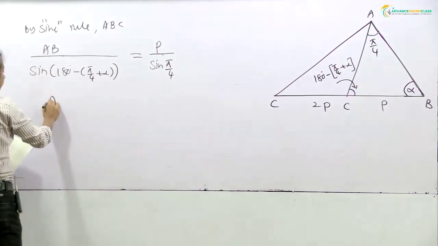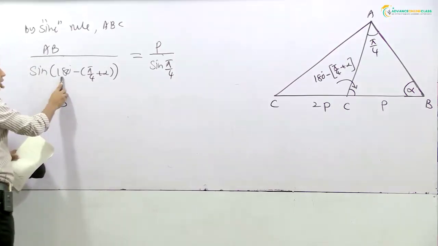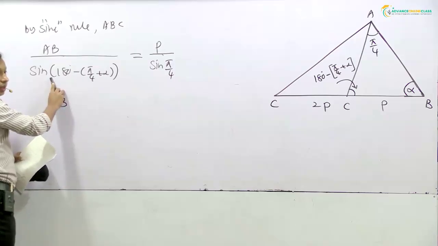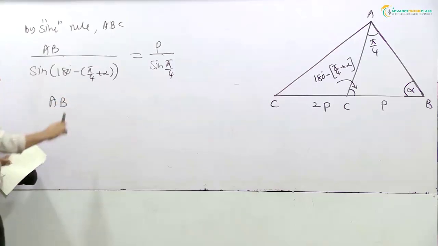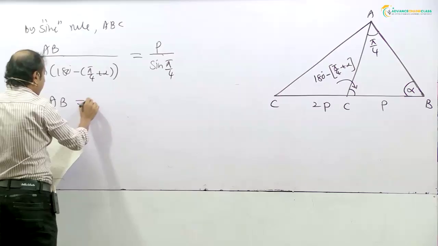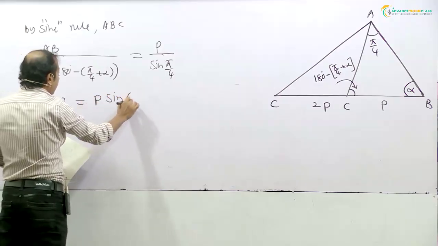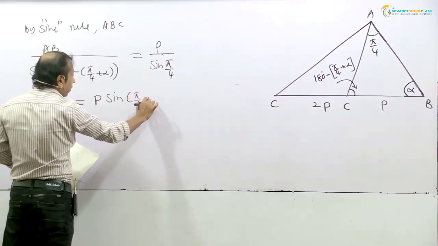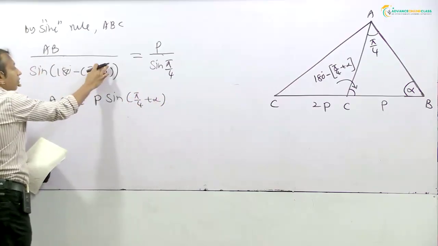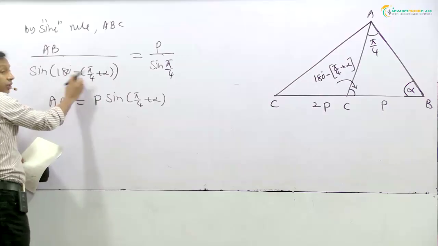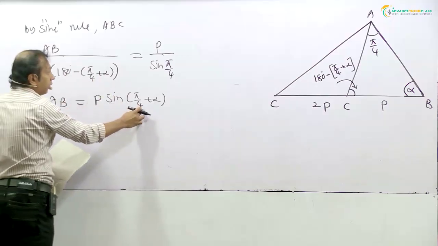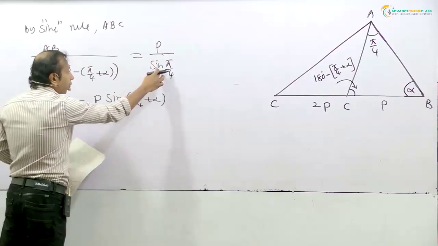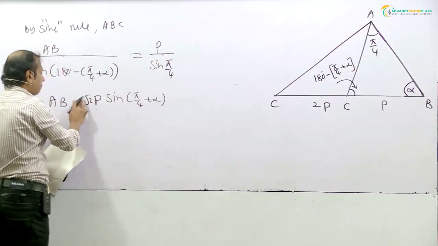Right. AB. Sine of 180 minus angle means what? Sine rectangle, no? Right. Use that here. P sine pi by 4 plus alpha. Correct, no? If you assume this as theta, sine of 180 minus theta is sine theta, no? Sine this. I wrote that, divided by sine pi by 4, which is 1 over root 2. That root 2 comes here.